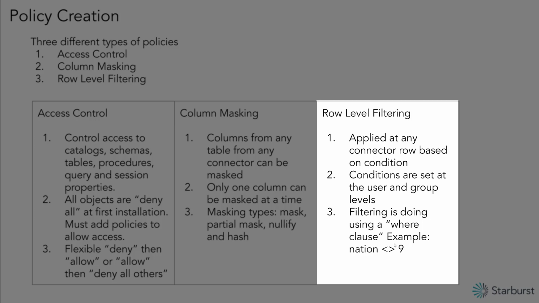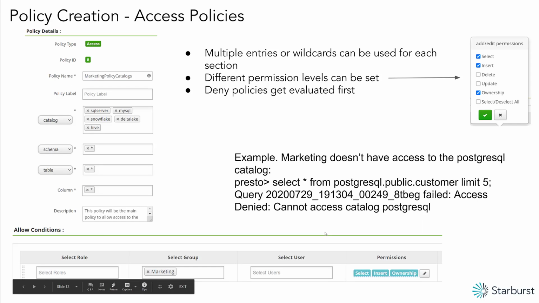So if anybody queries that, it's seamless to the end user. They just won't see any rows where the nation doesn't equal 9. So they'll see all the other rows, but they won't see 9.